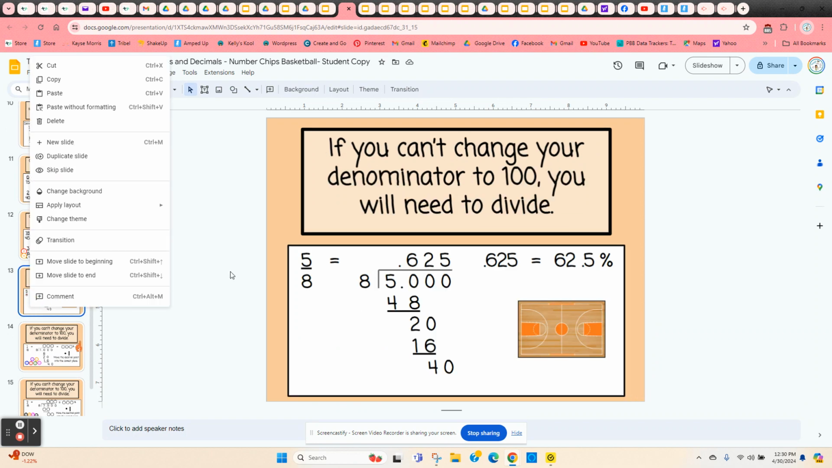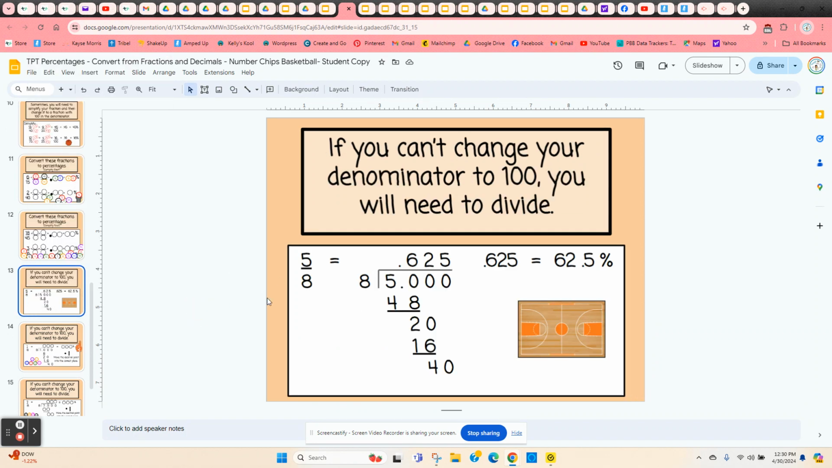Now there are situations where they can't convert their fraction to a decimal, or they can't convert it to an equivalent fraction with 100 in the denominator. So the only thing they can do is use long division, 5 divided by 8. And here's an example of how that's done. We get a percentage of 62.5%.